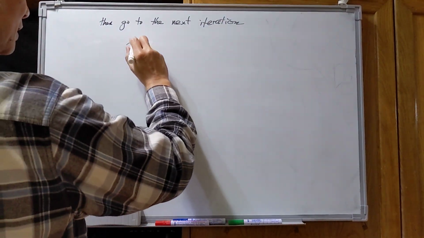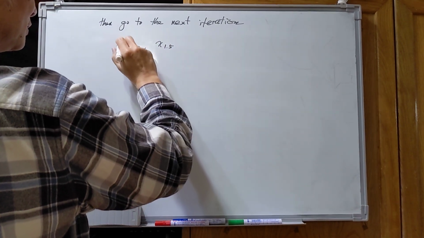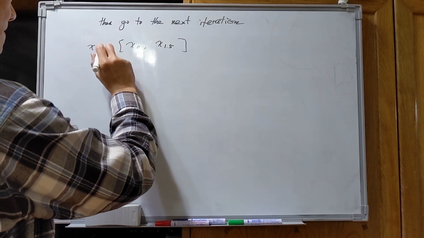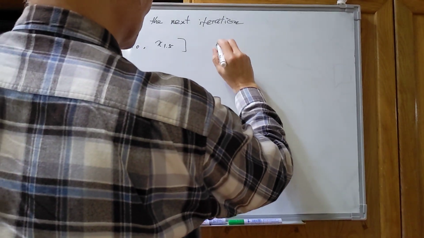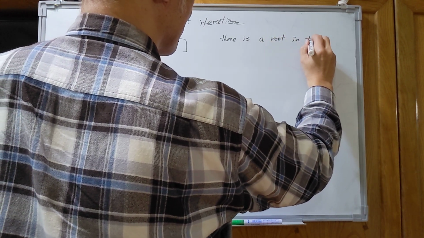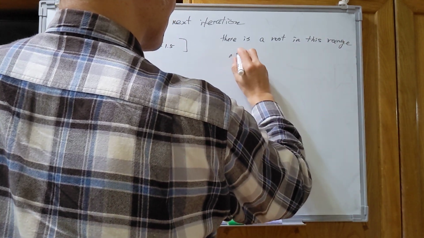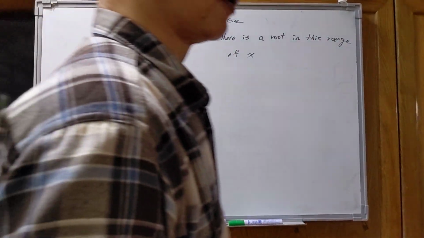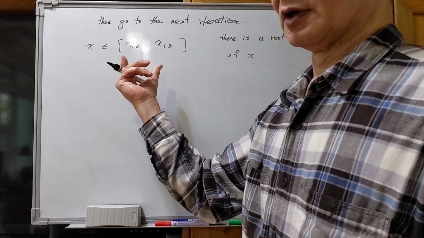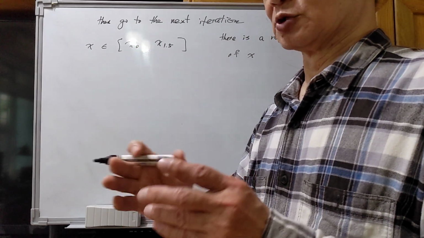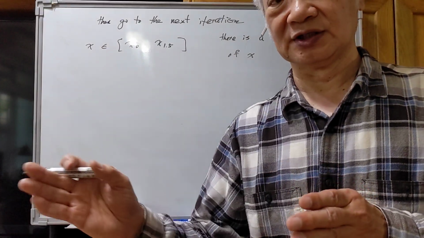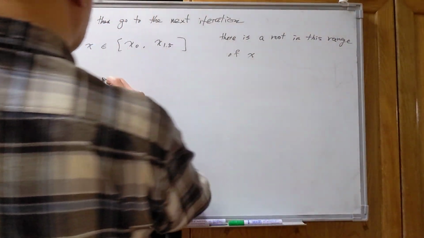In the next iteration, again we have x0 and x1, and there is one solution in this range. Between x0 and x1, we get a root between these 2 points. But if you check the interval of this iteration, it is only 1/2 of the first iteration, since one of the endpoints is actually the center point from the previous iteration.